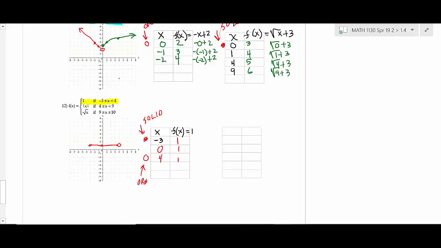So that's piece number 1. That's what you do. Okay? All right? Okay, and let's see. We need to go to a second table. And what we're going to do on this is we have x, and we have f of x.